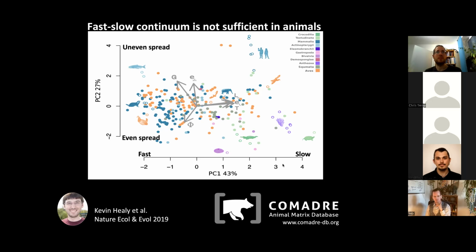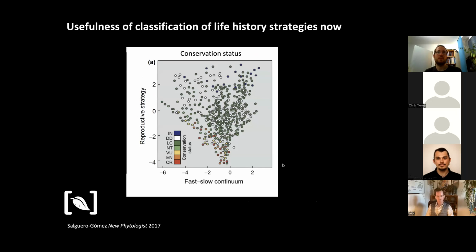So together, these two axes add up to 70% of variation. So it's not just one axis that will come close to 80%, as predicted by life history theory. Knowing how fast or slow a creature is, and knowing its mode of reproduction, also has really important repercussions for our predictive ability in conservation biology.